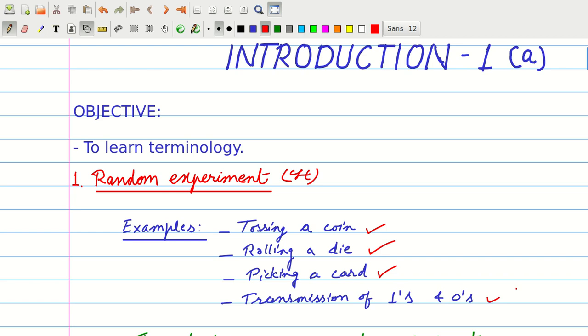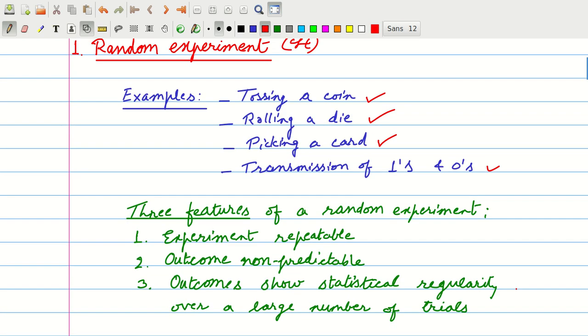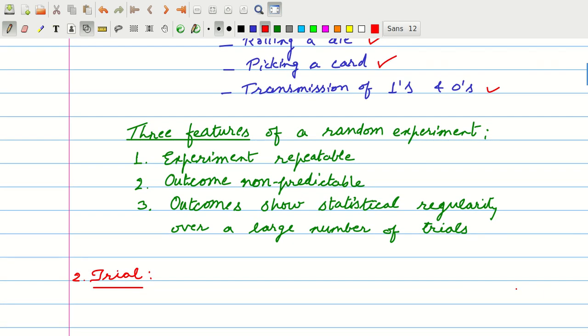Strictly speaking, a random experiment has to have three features. Number one, the experiment must be repeatable under identical conditions. Number two, the outcome of the experiment must be non-predictable, and third and very important feature is that the outcomes should show some statistical regularity if the experiment is repeated a large number of times.